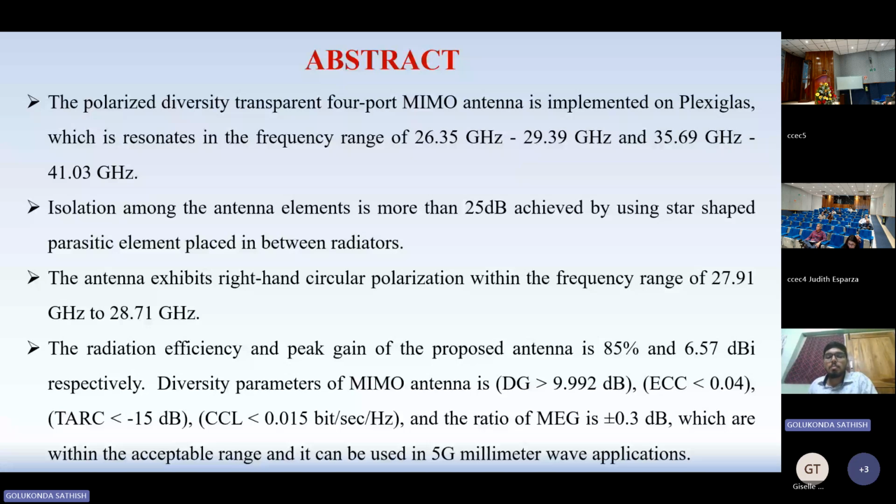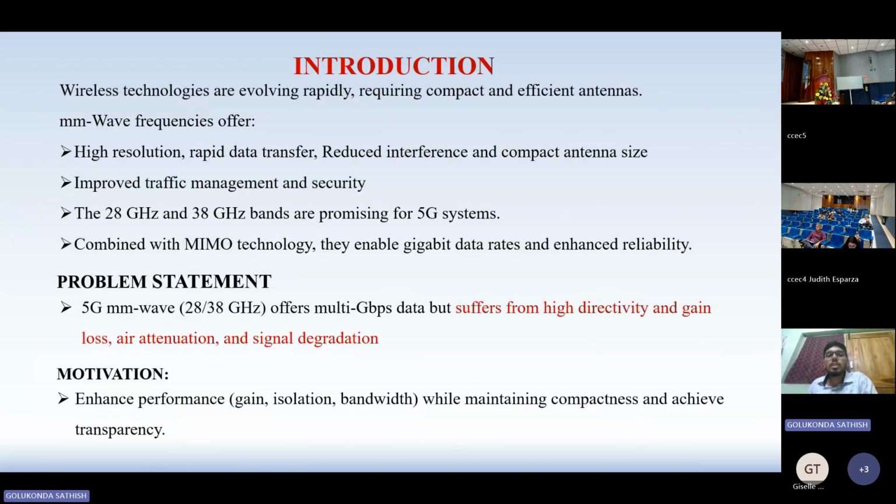Diversity parameters of the MIMO antenna: diversity gain is greater than 9.992 dB and ECC is less than 0.04. TARC is less than minus 15 dB. CCL is less than 0.015 bits per second per hertz, and the ratio of MEG is plus or minus 0.3 dB, which are within the acceptable range, and it can be used in 5G millimeter wave applications. Introduction. Wireless technologies are evolving rapidly, requiring a compact and efficient antenna.